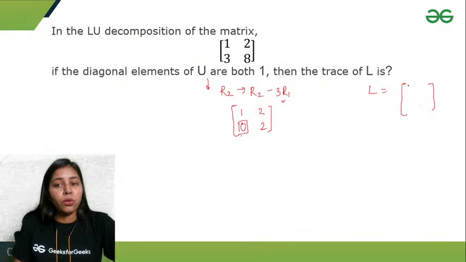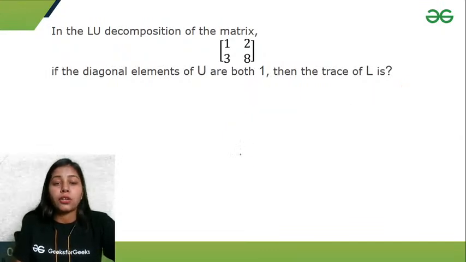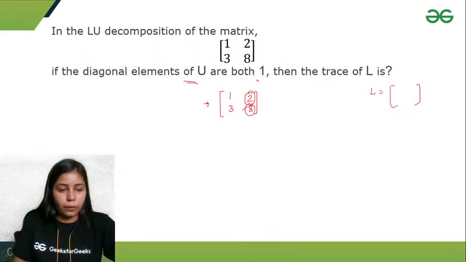If I form the lower triangular matrix, I cannot use this operation here, right? Why can't I use it? Because the diagonal elements of U are both 1, the upper triangular matrix has 1s on the diagonal. So what I can do here is 1, 3, 2, 8. I'll form this 0, and this one 1, right? Then I'll get the upper triangular matrix. So let's take L as this. Let's see.